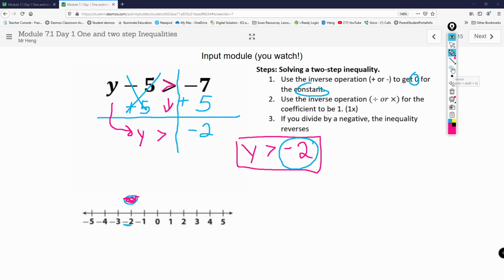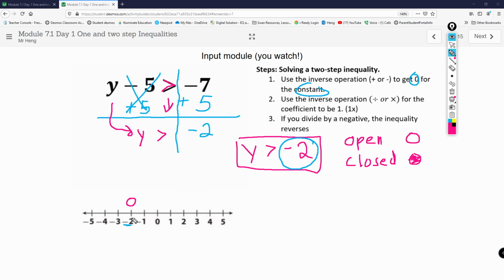So let me erase the shade. I'm going to leave it like this for a second. We want to know if it's going to be an open circle, which is not shaded, or is it going to be a closed circle, right? So this is closed and this is open.